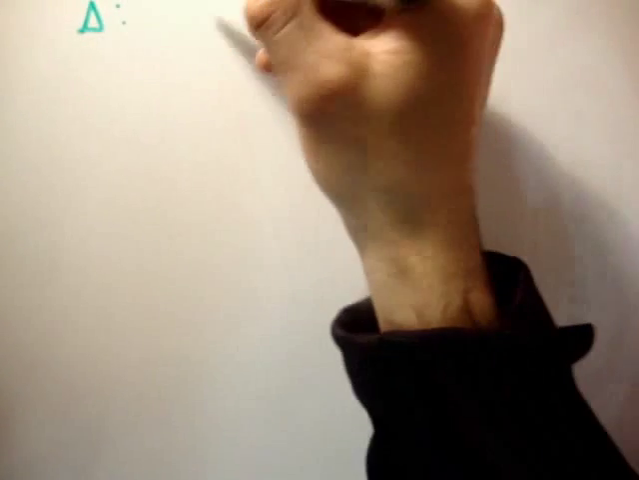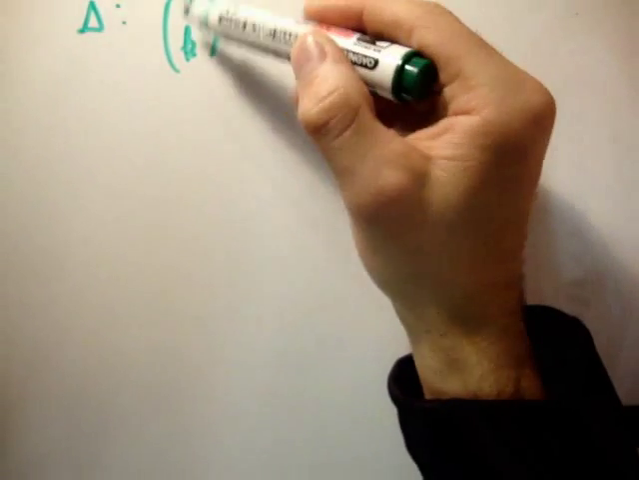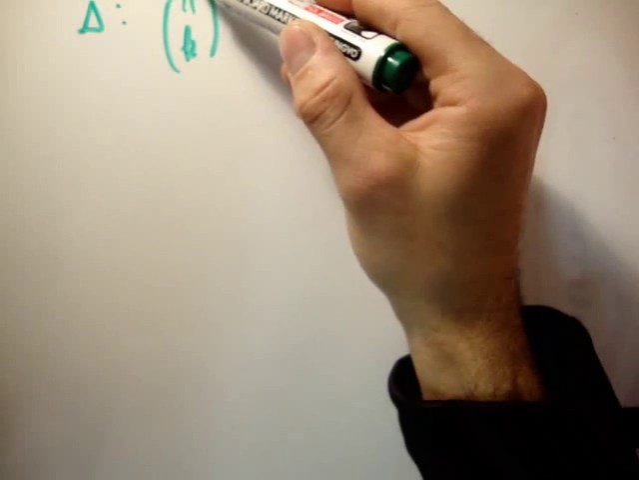So, is there any way to actually get these coefficients in another way? And the answer is yes. Pascal's triangle can be gotten from n choose k. So this means n choose k, that's how you read it. The number of ways of choosing k elements from n.